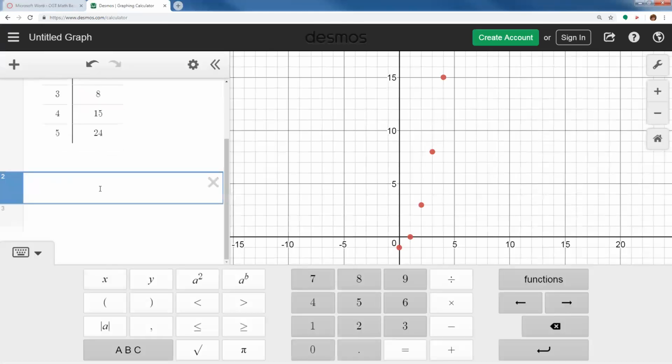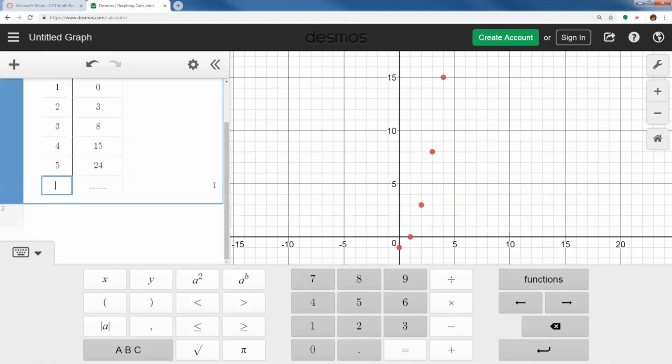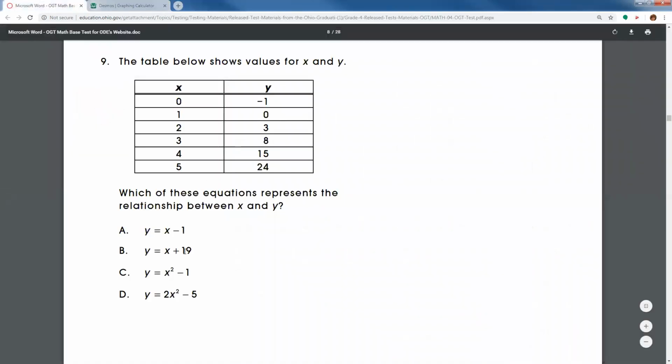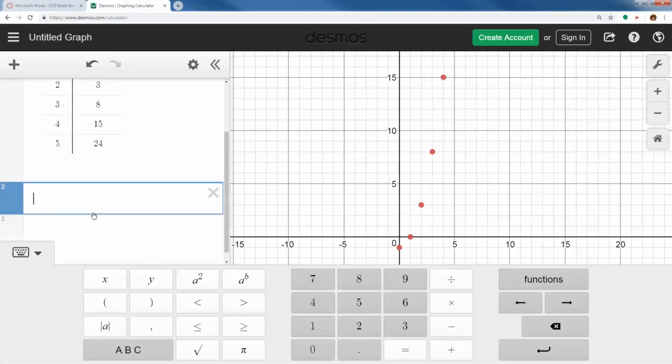And then you can type in each answer. The first answer was y equals x minus 1. If you type it in, it does go through 2 of the dots. Does it go through every single one? No. Didn't work. So then you would try the next one, y equals x plus 19. And that doesn't work either. So we try again.